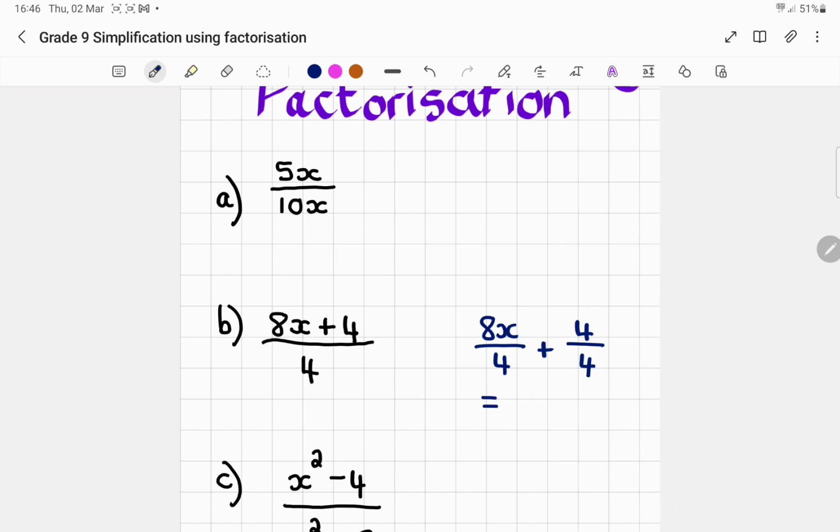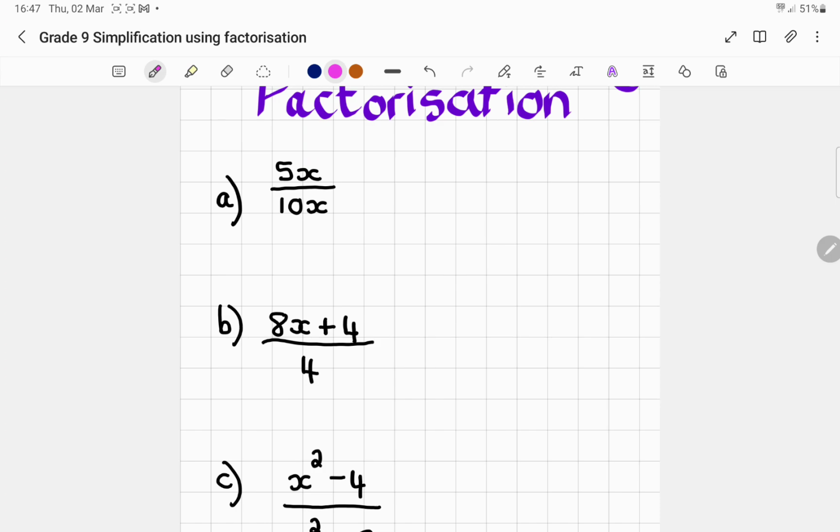Are you still allowed to do that? Of course you are. But sometimes it's just easier. Sometimes you can't, because it doesn't take you anywhere. It's sort of like after doing this, you can't simplify any further. So 8x divided by 4 is 2x plus 1. So are you welcome to do that? Yes, if you can, and you can see it's an easy, quick way to do that. But we mainly use factorization.